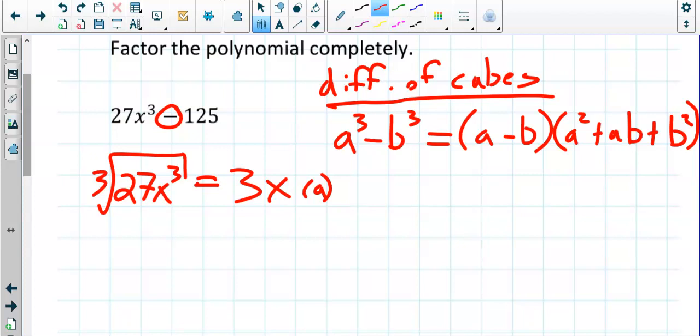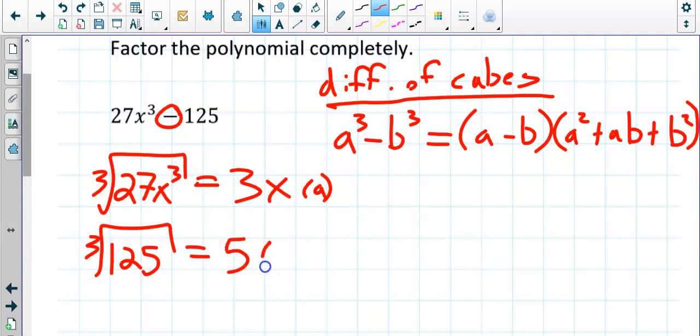And then when I want to know b, I'll take the cube root of 125. What number times itself 3 times will give you 125? 5. Now you know b. All we're going to do is fill in that equation over there, just like what we did last time. So this first one is supposed to be a minus b. So what am I going to put in there? 3x minus 5, because our a is 3x and our b is 5.